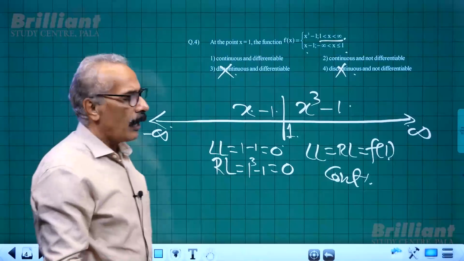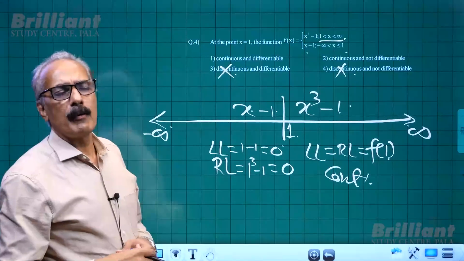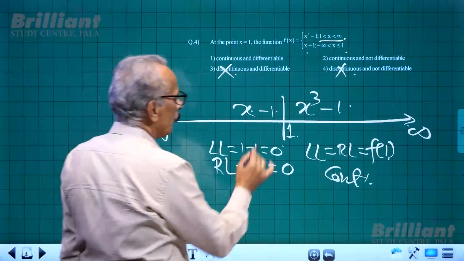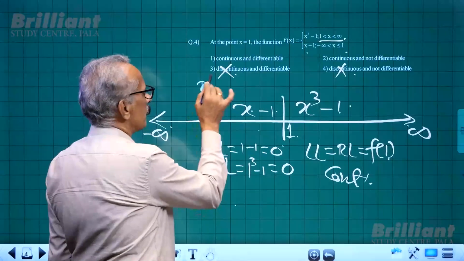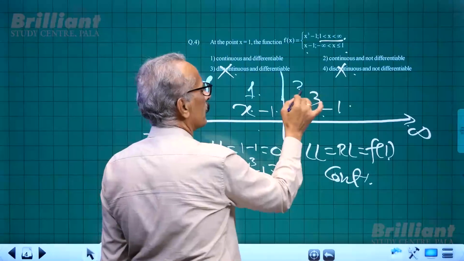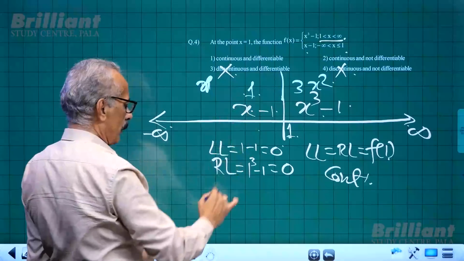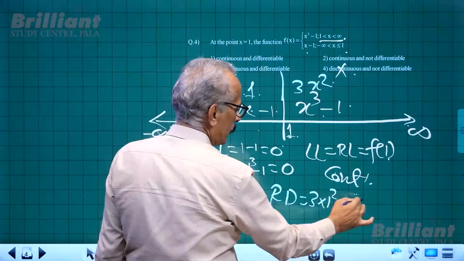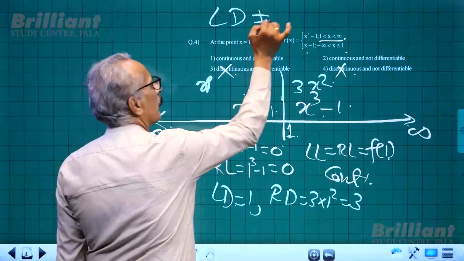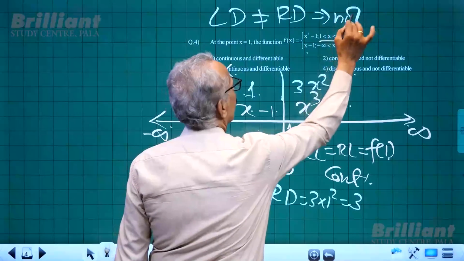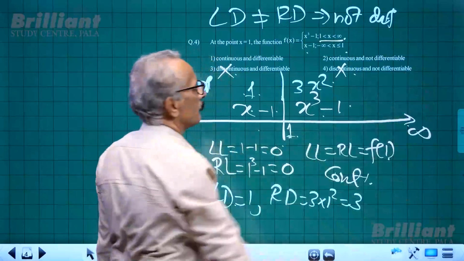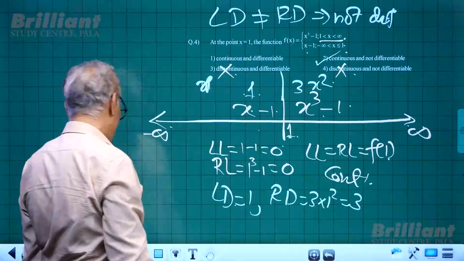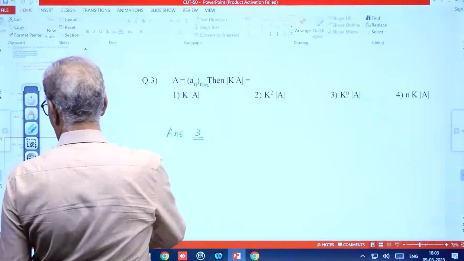How do we find out very quickly whether it is differentiable? Look at this secret. You differentiate this function, so that is 1. Differentiate the other function, 3x square. You substitute x equal to 1. So, left derivative is equal to 1. Right derivative is equal to 3 into 1 square, that is 3. So what's the conclusion? Left derivative not equal to right derivative. Therefore, it is not differentiable. So what's the final answer? It is continuous but not differentiable. Okay. On to the next question then.